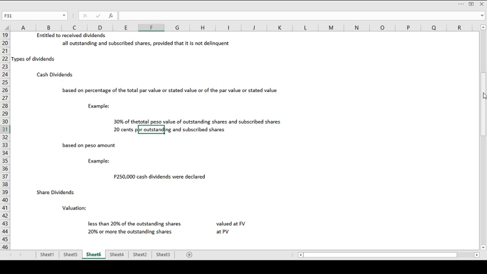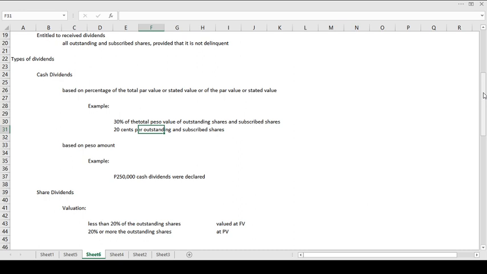Pwede naman based on peso amount. For example, ito, diretsahan, that 250,000 cash dividends were declared. Yun na yun. That is the value of the cash dividends declared. And will be paid later on, no?